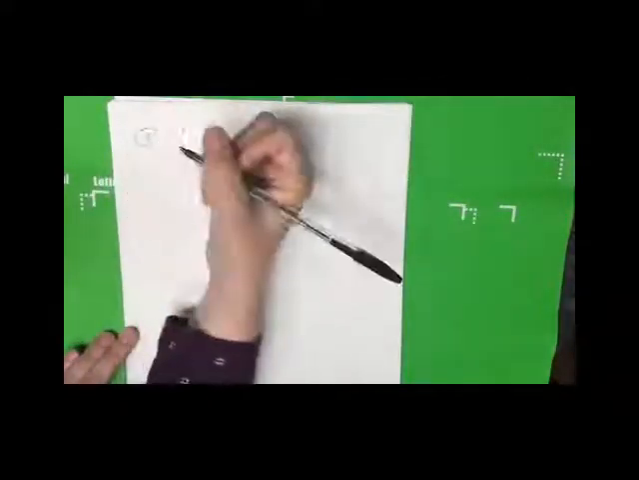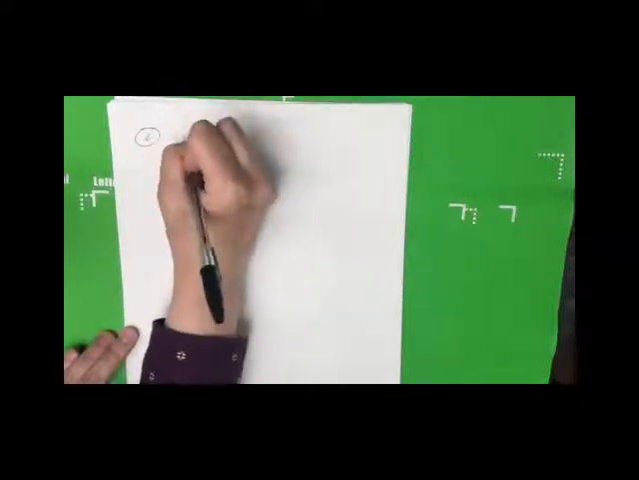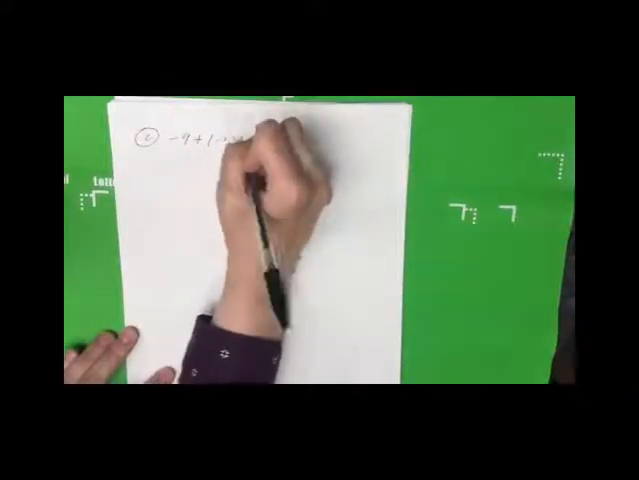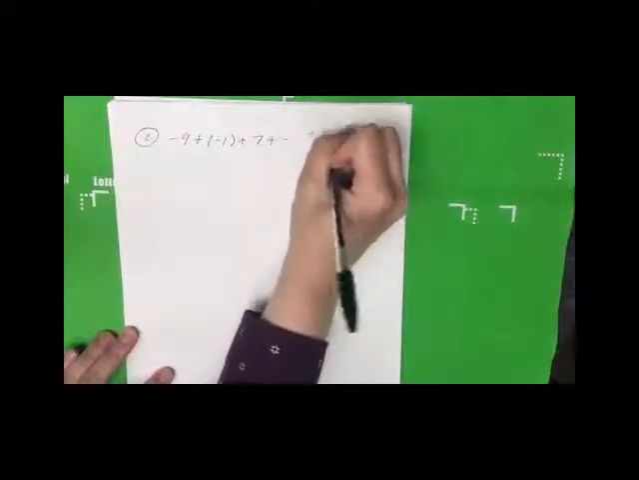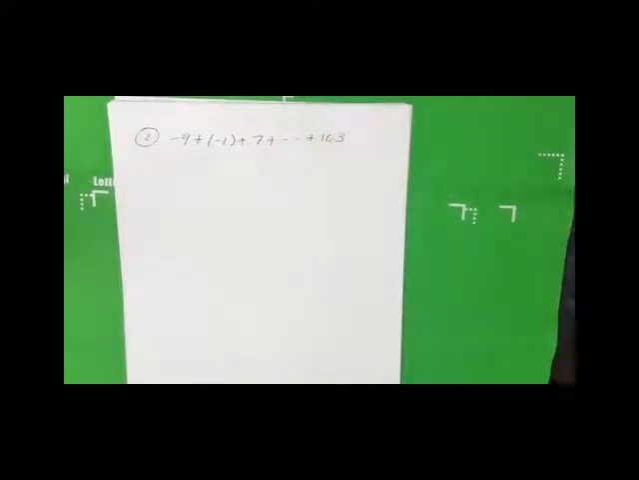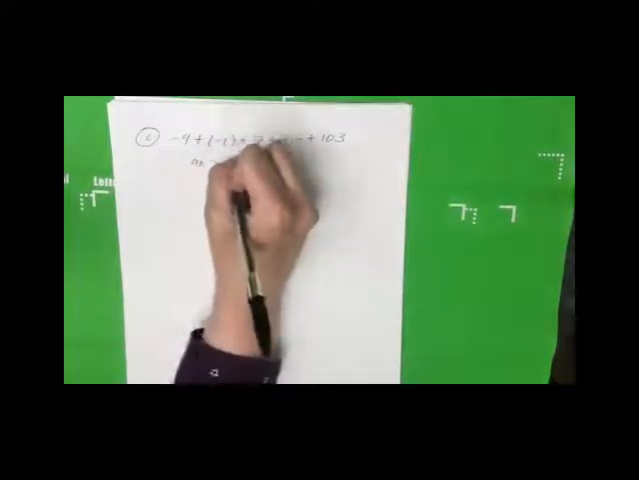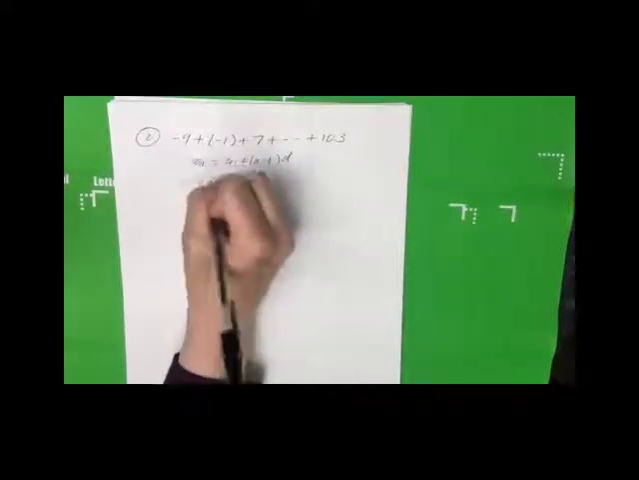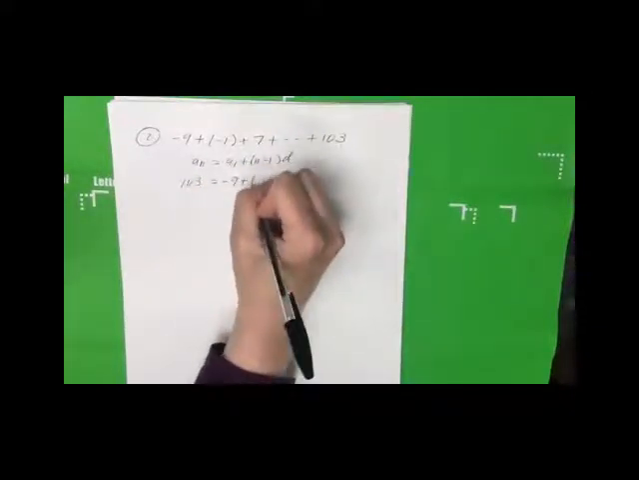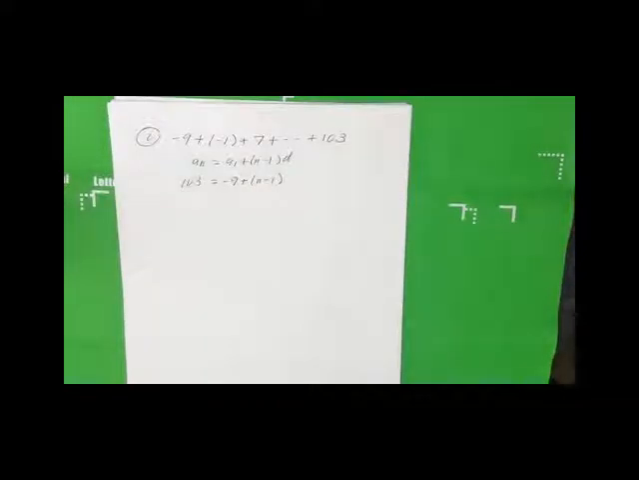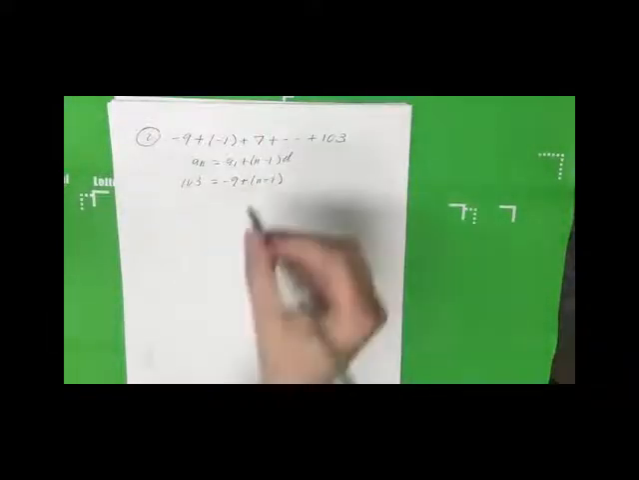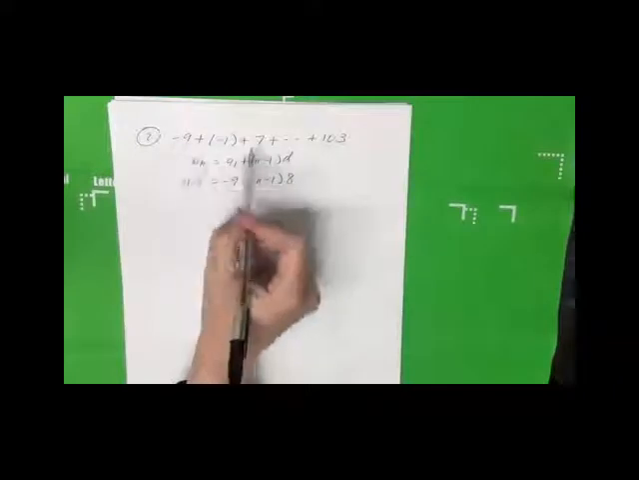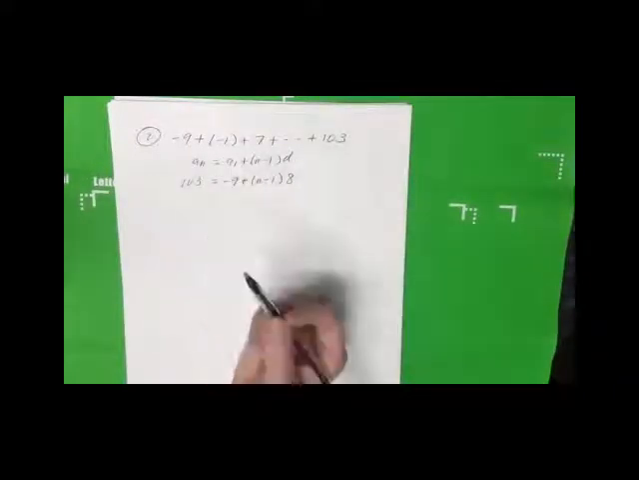So, another one. I have -9 plus -1 plus 7, all the way up to 103. It's in that same type of format. We don't know what n is. So we have to go through a sub n equals a sub 1 plus n minus 1 times d. The last term is 103. The first term is -9. The common difference in this one is 8. You can take -1 minus -9, or 7 minus -1, regardless.